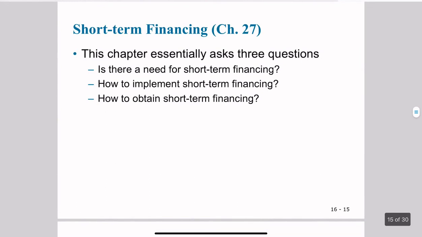So chapter 27 is about short-term financing. It basically asks 3 questions. First, do you have a need for short-term financing? Second, how do we implement short-term financing if we do have a need for short-term financing? And third, how to obtain short-term financing.